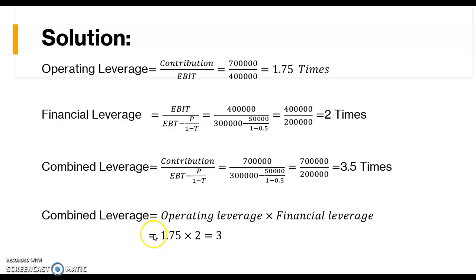So in this way, we have found out operating leverage, financial leverage and combined leverage. We've seen the first problem was a situation where preference shares were not there in the capital structure. The second problem was a situation where preference shares were there in the capital structure. So there are two different ways of calculating.